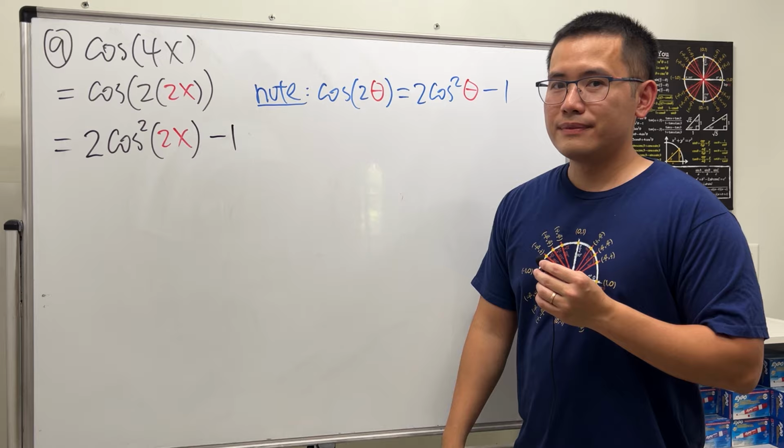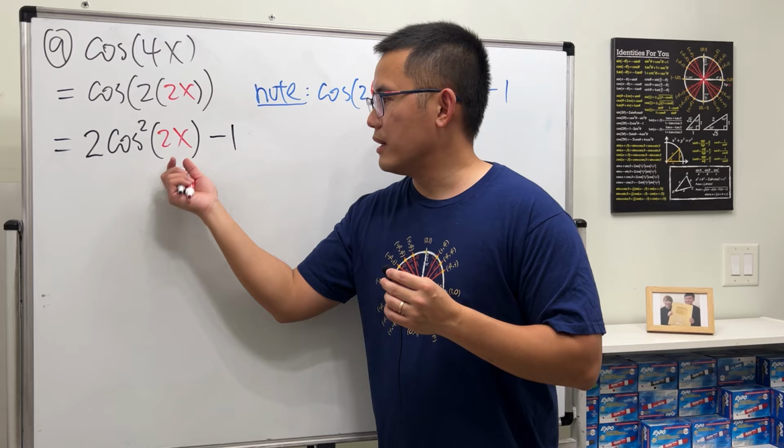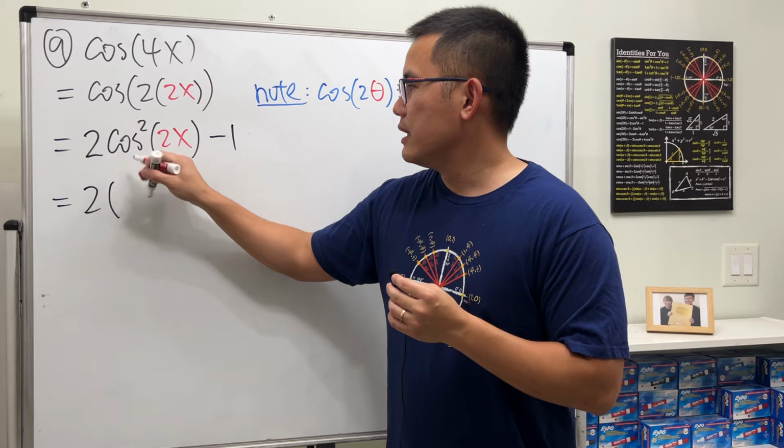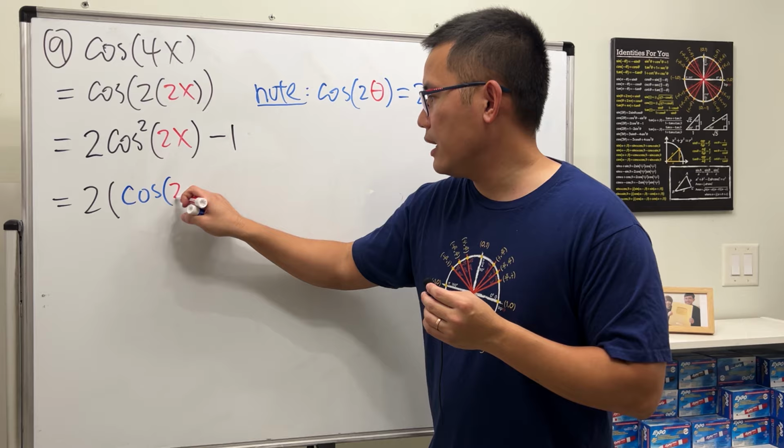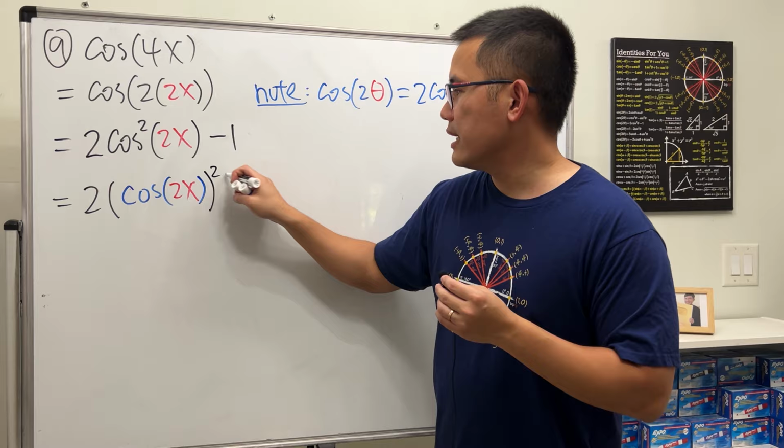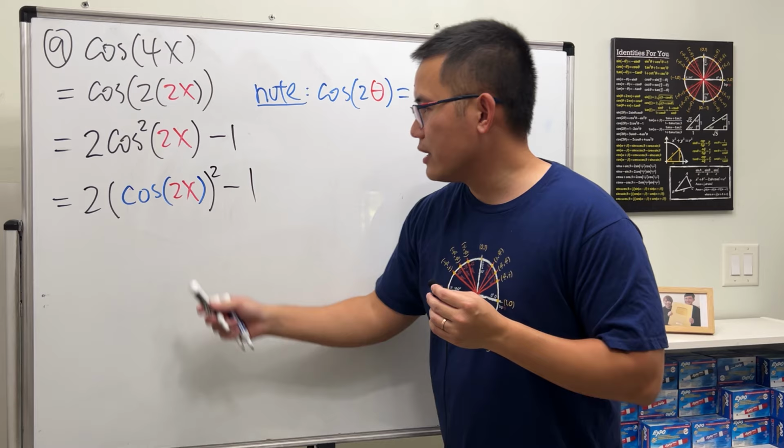Looks good, huh? And now, if you look at this right here, again, we have a double angle. So we can take a look at this as 2 times, let's just look at the inside. And let me just put this down in blue. We're looking at cosine of 2x. And then after that, we have to square that and then minus 1. And why did I do that? Because for this right here, we can once again use this.